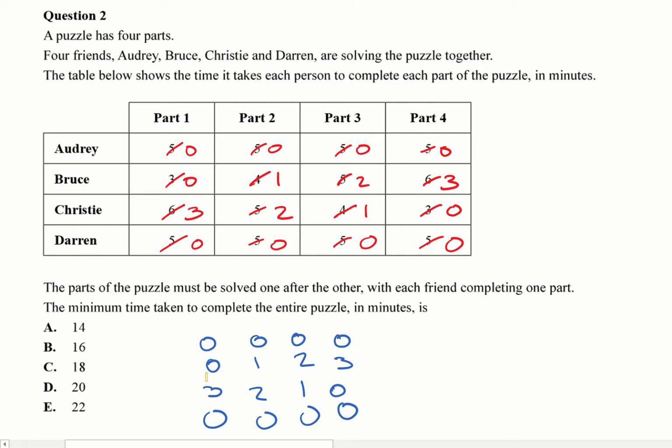So let's pick, well, Bruce can do part 1. Okay, that would mean if Bruce is doing part 1, that means Christy's doing part 4. And therefore, you could pick either one of those, to be honest. And for Audrey and Darren, if Audrey did part 3, then Darren would have to do part 2. And to be honest, it doesn't really matter in this case because you could flip around there.